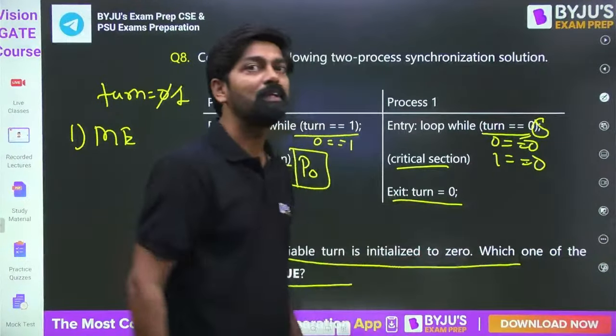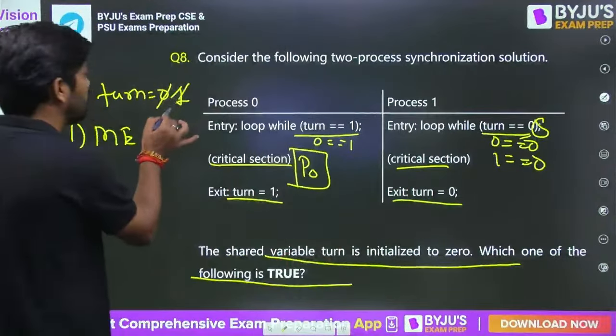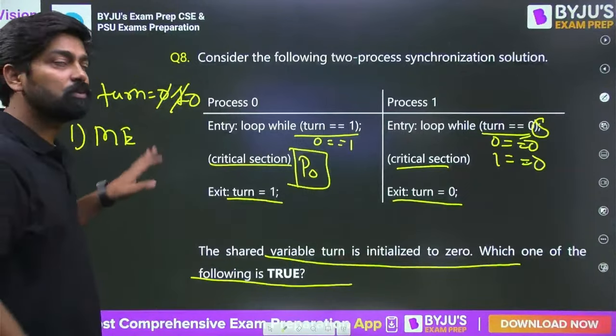Now P1 will come, and after executing, it will once again make turn equal to 0. Fine. So mutual exclusion is satisfied.